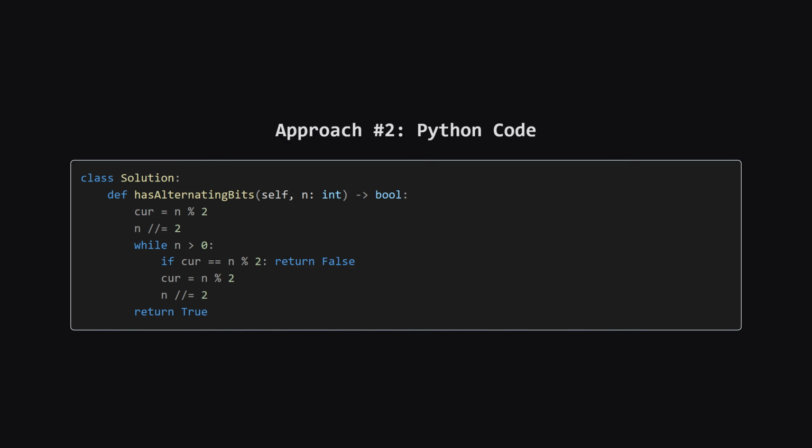We start by grabbing the very first trailing bit and saving it in a variable called cur. Then we immediately shrink n by dividing it by 2. We then enter a loop that runs as long as n is greater than 0. Inside, we check if our saved bit is the same as the new trailing bit. If they are, we return false immediately. If not, we update our cur variable and divide n again.